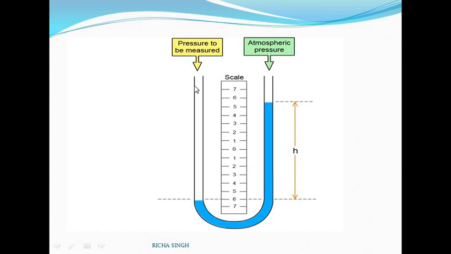So this completes your chapter. Here we have completed force, pressure, and atmospheric pressure. All the things have been completed.